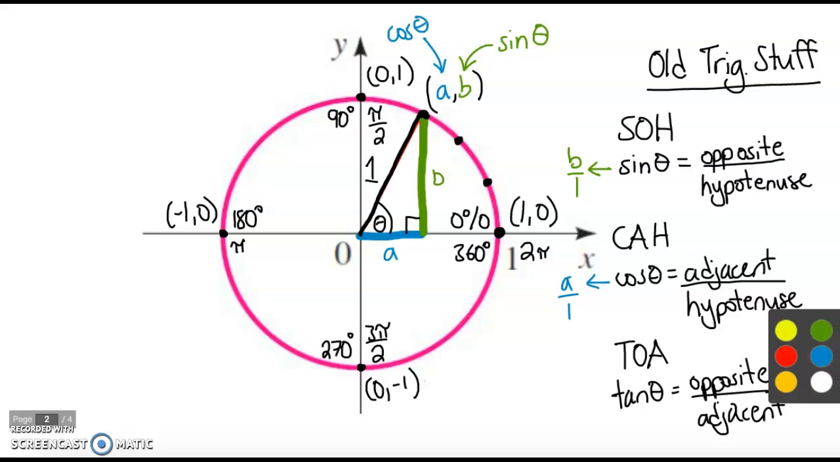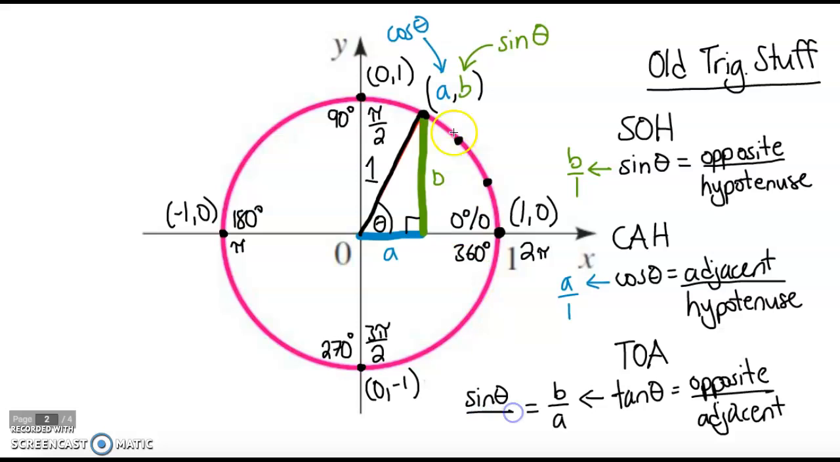We will dig a little bit more into tangent eventually. For now, it's sufficient to know that if you were going to do tangent of this angle, you would do your opposite side over your adjacent side. So it would be B over A, or in other words, B I know is sine of theta, and A is cosine of theta. So tangent is really equivalent to doing sine of theta divided by cosine of theta.